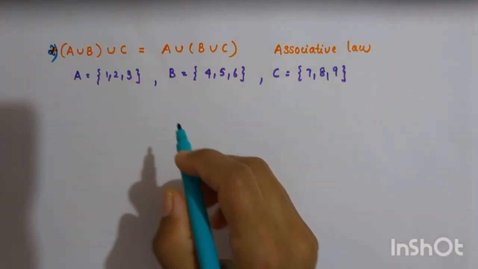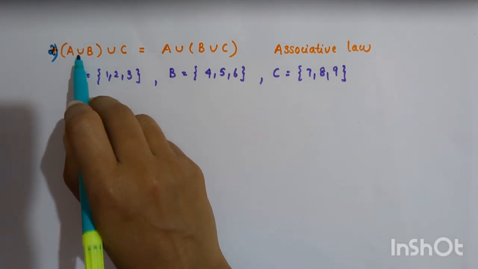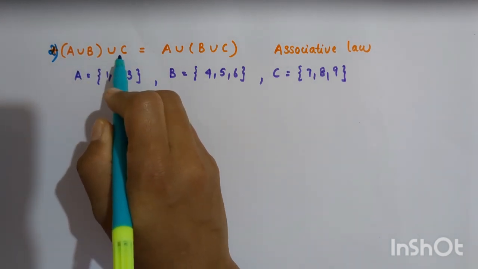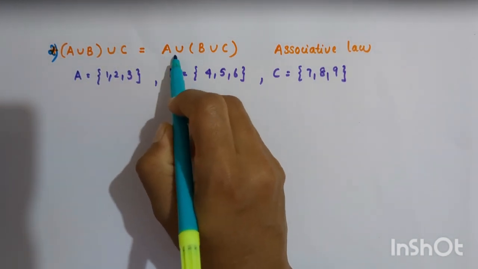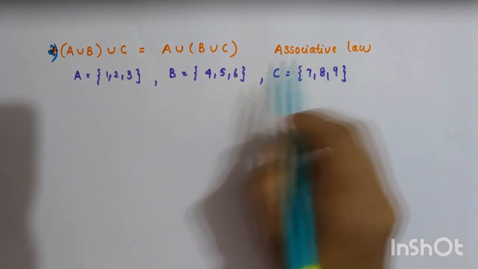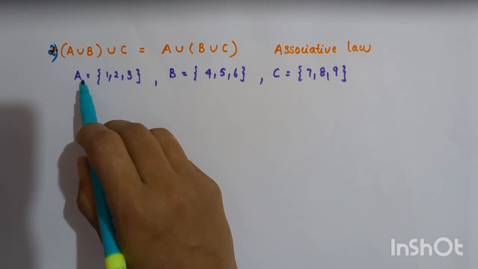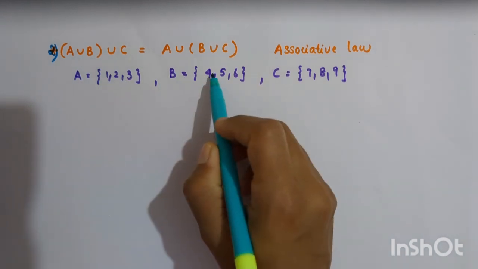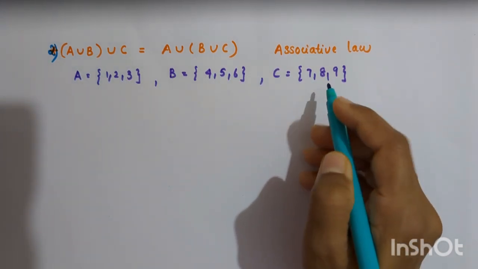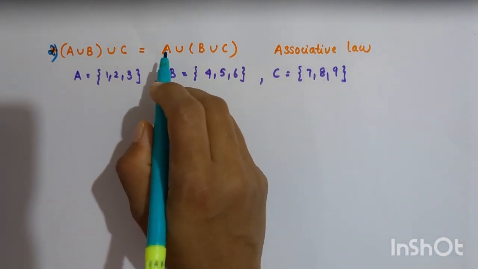Now let us see the second property of the operation of union. That is (A union B) union C is equal to A union (B union C). This is known as the associative law. So let us consider three sets: A equals {1, 2, 3}, B is equal to {4, 5, 6} and C is equal to {7, 8, 9}. So let us see whether it is a true statement or not.